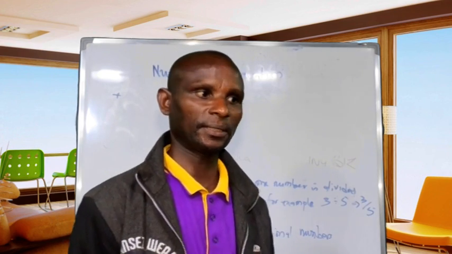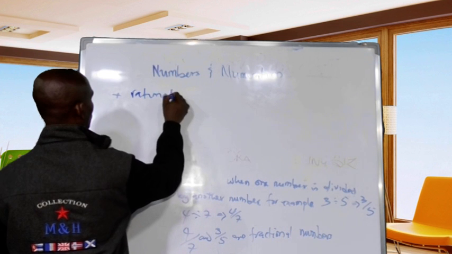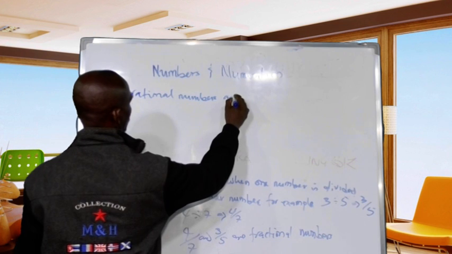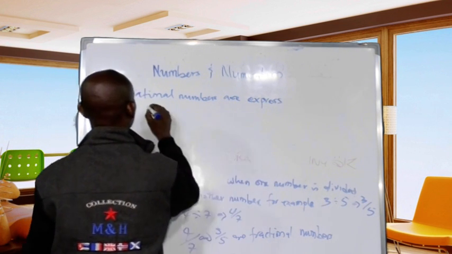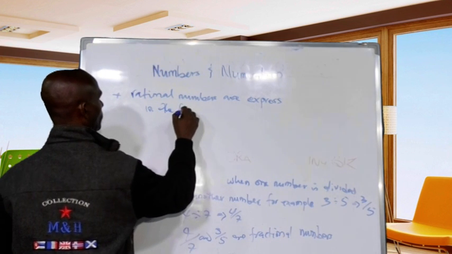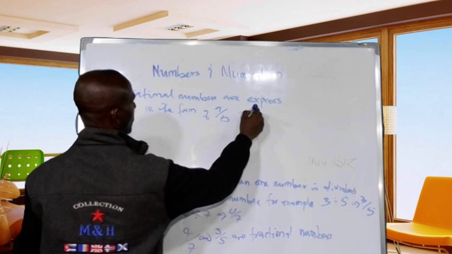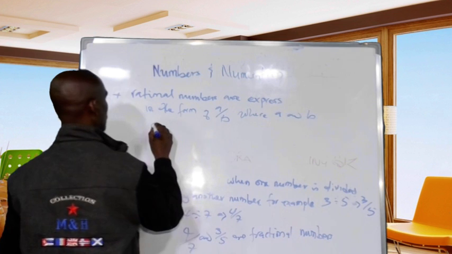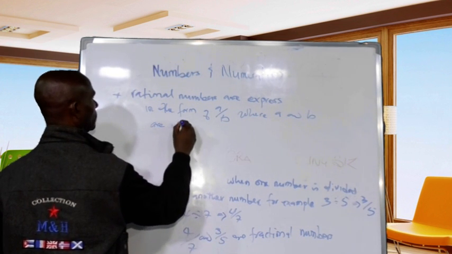Rational numbers are numbers that are like fractions. That is, they are expressed in the form of A over B, where A and B are whole numbers.